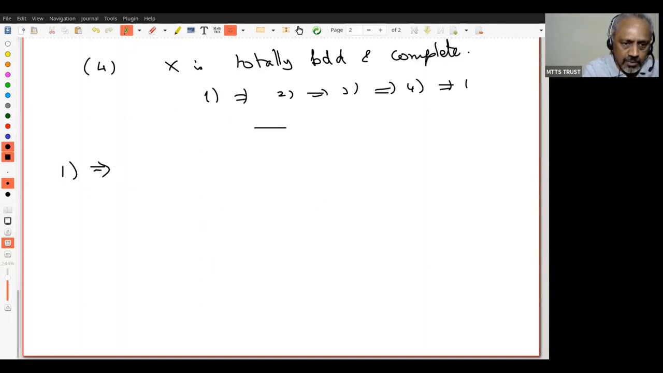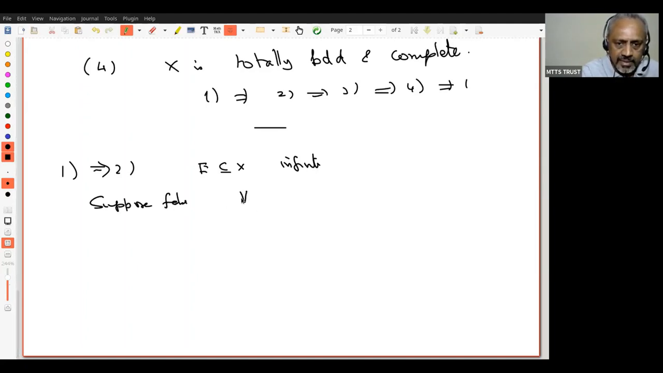Okay, now let's start with the proof. 1 implies 2. What is 1? Compact. I want to say every infinite set has a cluster point. Okay, let E be an infinite subset of X. Then I want to say it has a cluster point. Suppose false. What does it mean? You give me any x in X, then x is not a cluster point of E.